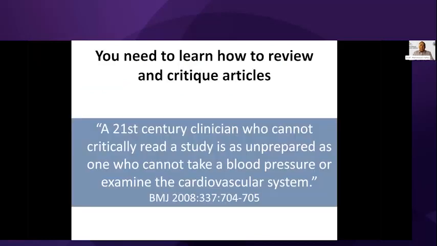This is a very serious statement when somebody says that in the 21st century, clinicians who cannot critically read a paper or a study are as unprepared as one who cannot take blood pressure or examine the cardiovascular system, if he is like a junior doctor.